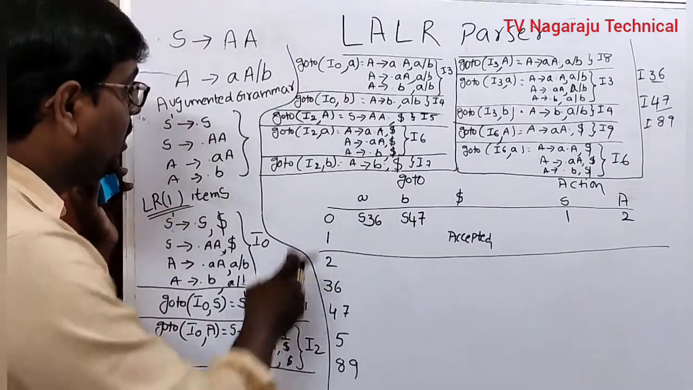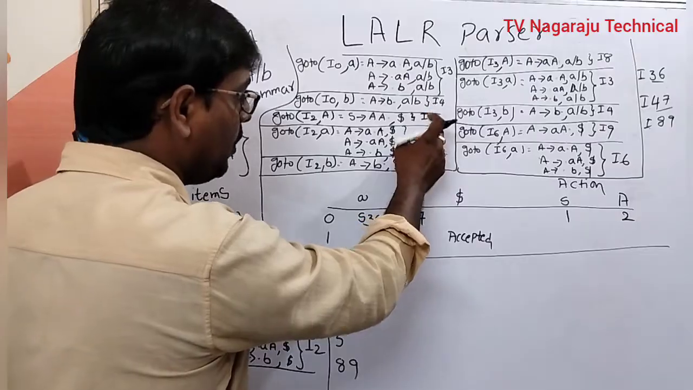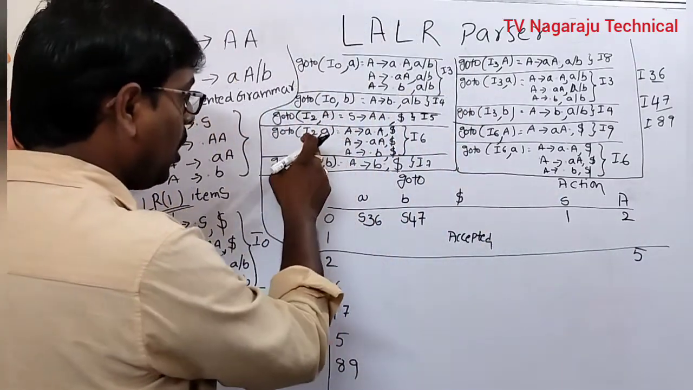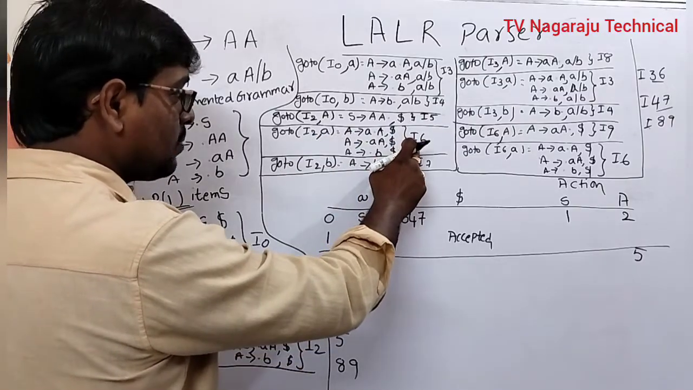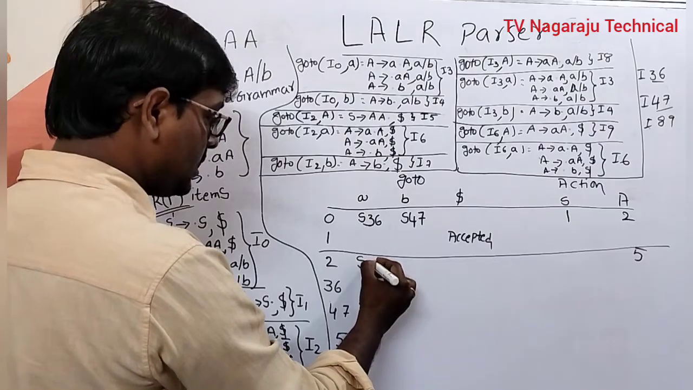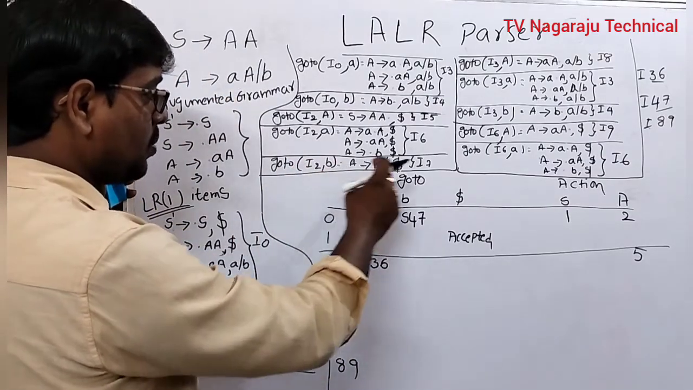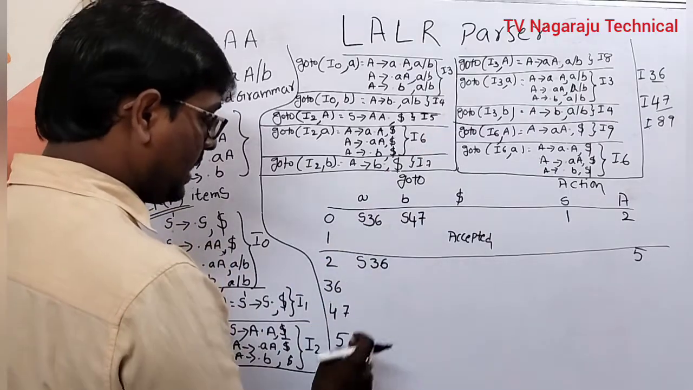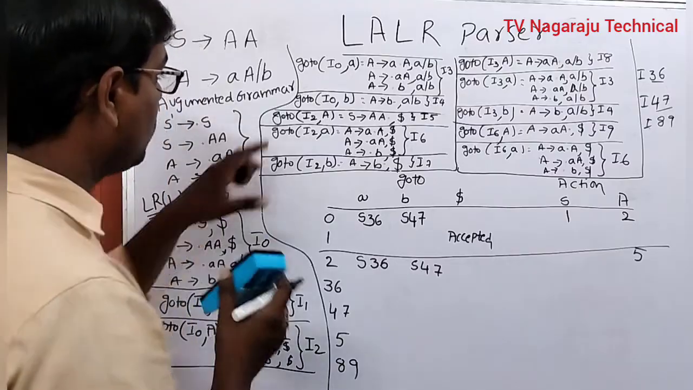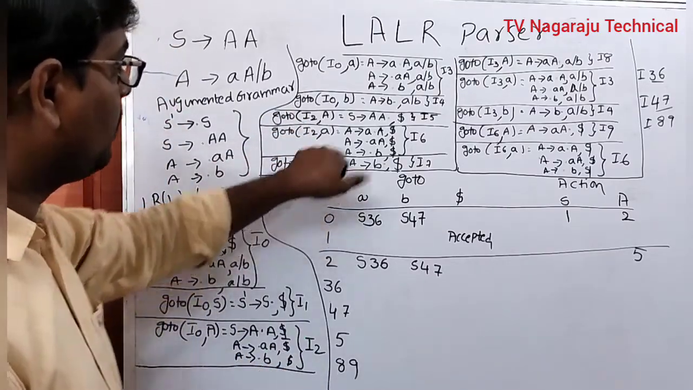Now, coming to I2. I2 on capital A, we are moving into I5. That is 5. I2 on small a, S6. S6 in the sense 3, 6. I2 on small b, I7. I7 in the sense S4, 7. So these are I2 on capital A, I2 on small a, I2 on small b, completed.